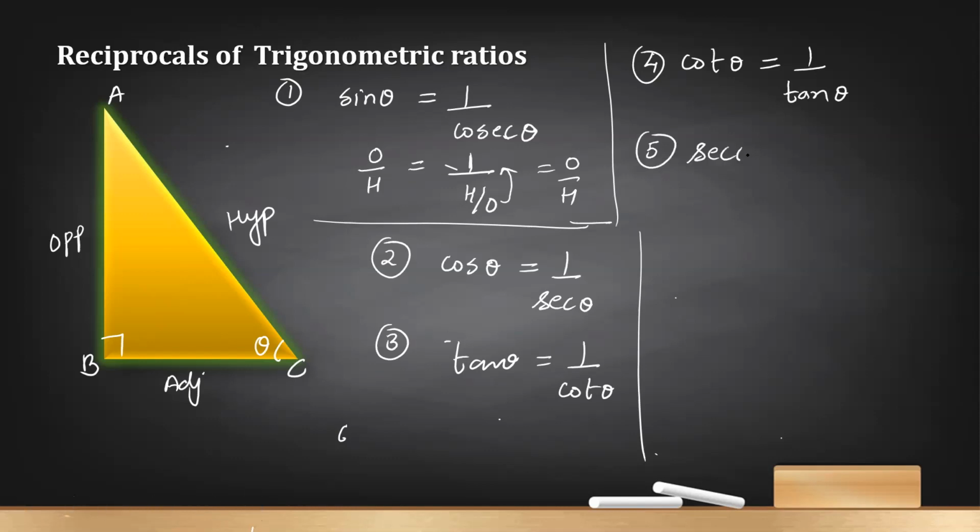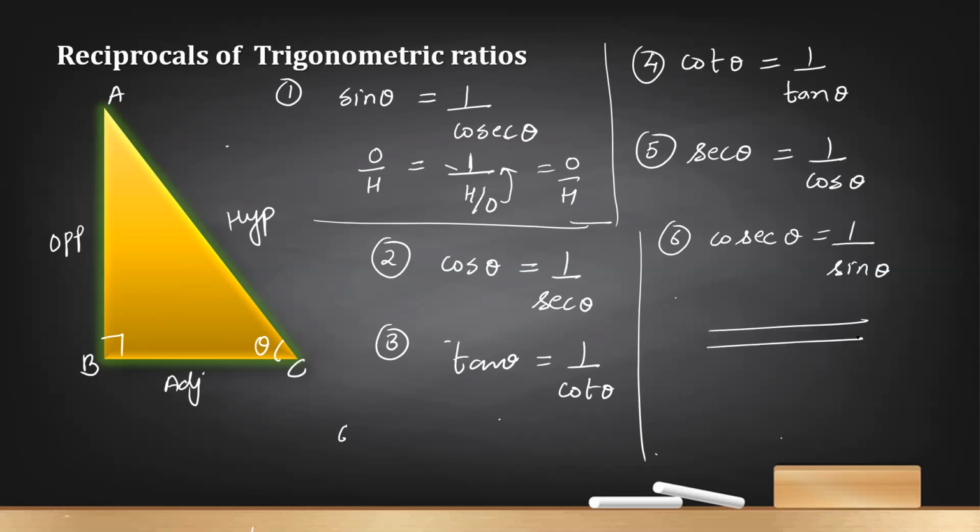Sec theta is the reciprocal of cos theta, that is, 1 upon cos theta. And sixth, cosec theta is the reciprocal of sine theta, that is, 1 upon sine theta. So these are your reciprocal ratios. Very, very important, right? Okay.